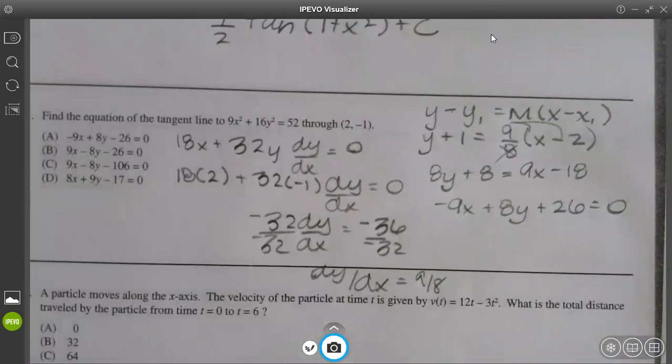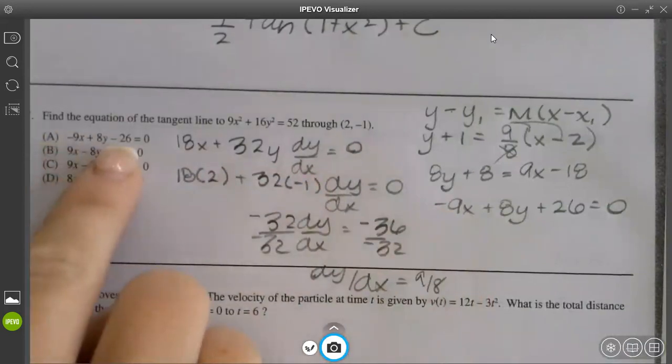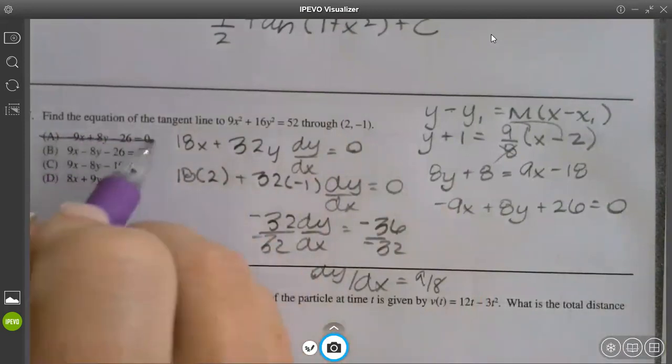Okay, so we're looking at this and we're like, the answer's not on there. Change all the signs. So if you don't see the answer, change all the signs. So the first one is negative 9x. Don't just circle that, look at it. I'm supposed to have a positive 8y and a positive 26, so it can't be that one.